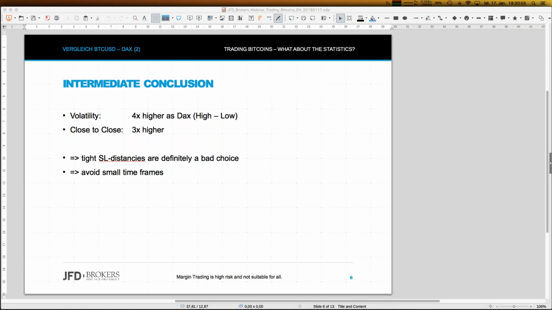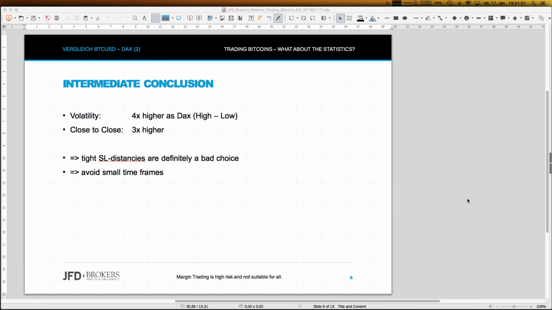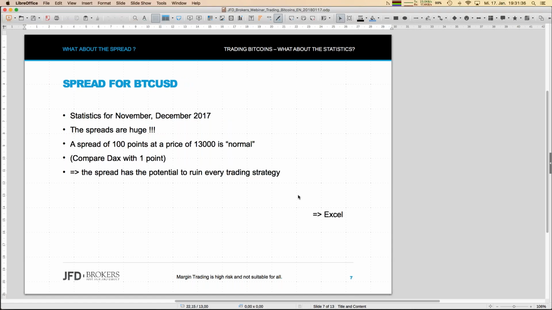And what has now changed is that nowadays they could hedge themselves at the Chicago Stock Exchange, because you can trade even futures on Bitcoins now. And since this is now possible, I assume, once again my interpretation, that they will start trading Bitcoins once again. And then, of course, JFD will pick up as well. So we should avoid too small time frames. But we will see a little bit more about that when we go for the next topic.